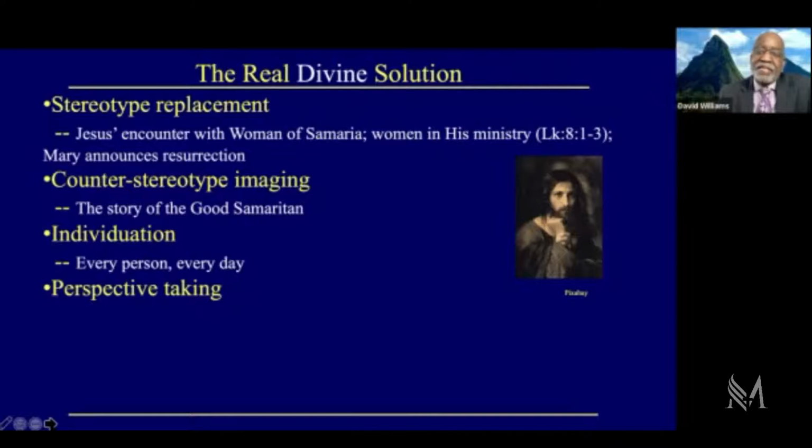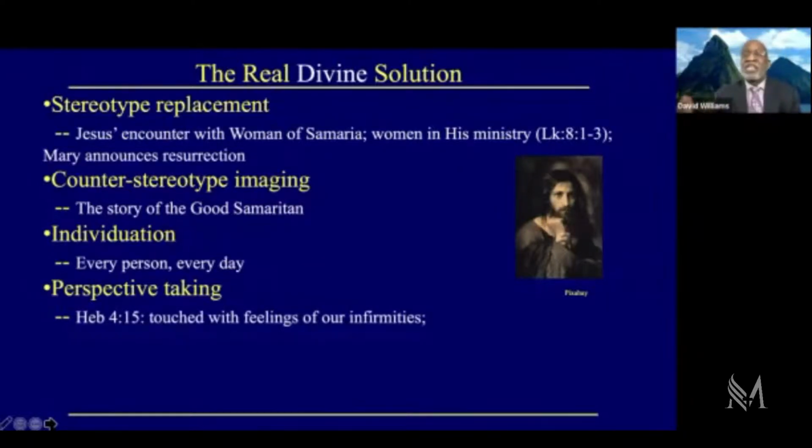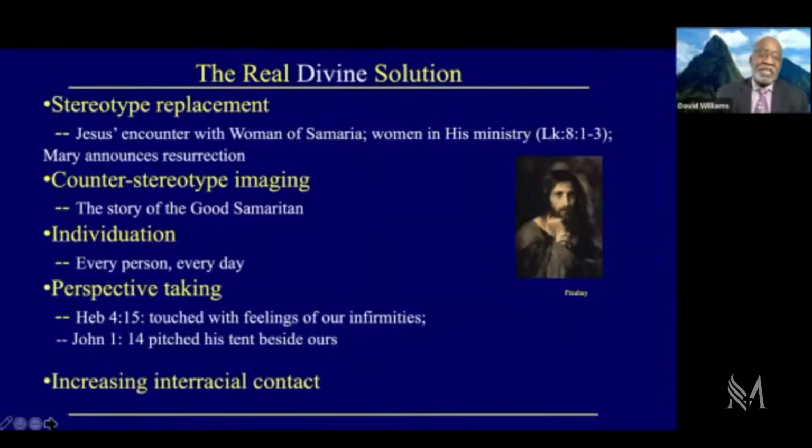Perspective taking is walking in the shoes of another. And that's what we are told about Jesus. He was touched with the feelings of our infirmities. He walked in our shoes, and therefore he's able to support us. He pitched his tent beside ours.